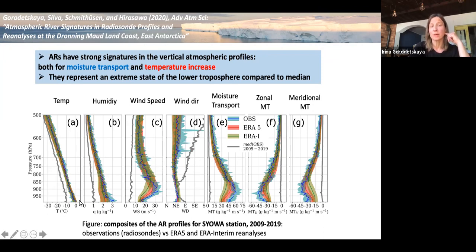Which is important for the moisture transport that I have highlighted right now. So we see the strong increase in specific humidity associated with atmospheric rivers and increase in the moisture transport.